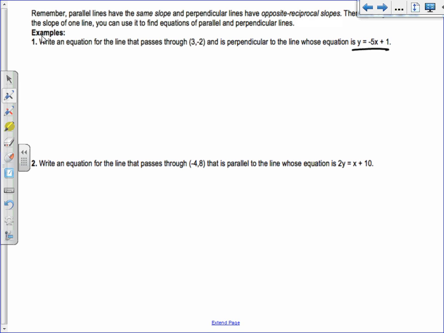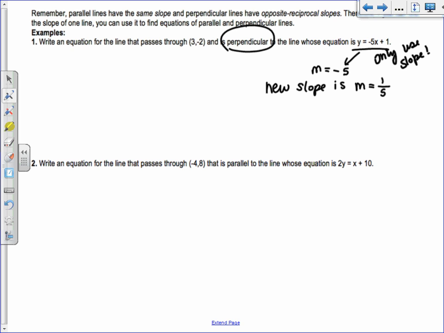All right, so I have y equals negative 5x plus 1. So what's your slope there? Negative 5, right? So if I say perpendicular to that, my new slope is m equals, right, flip it. So think of negative 5 over 1. So it's going to be 1/5. Instead of being negative, it's now positive. So the sign changes and it becomes the reciprocal. So my slope is going to be 1/5. That's the only thing I get. So we only use slope from this.